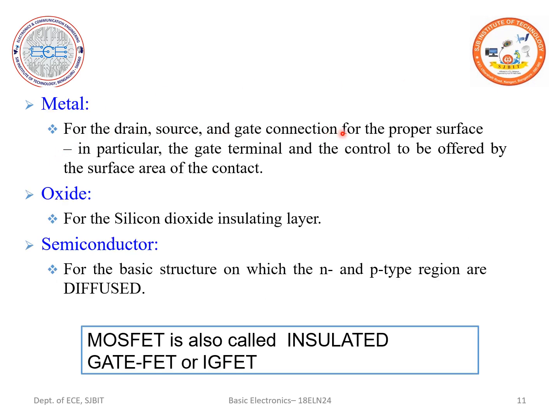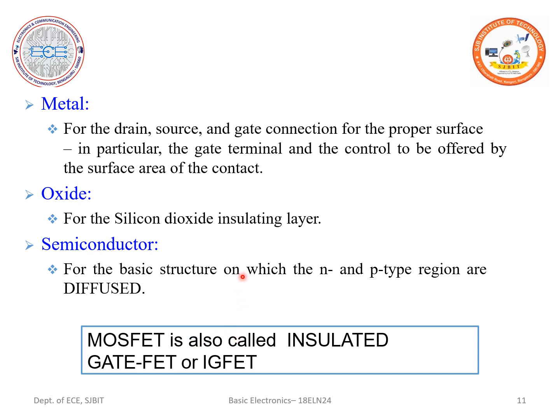For the drain, source and gate connection, the proper surface, in particular the gate terminal and the control, is offered by the surface area of the contact. Oxide is a thin insulating layer, and the semiconductor is the basic structure on which the N and P type regions are diffused.